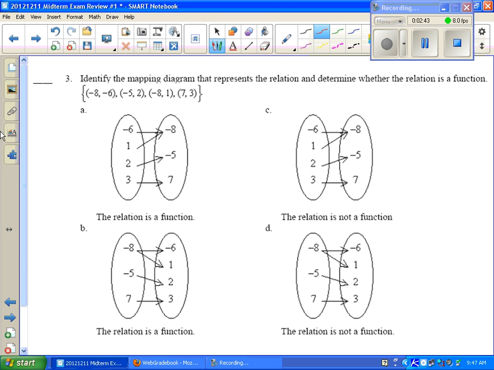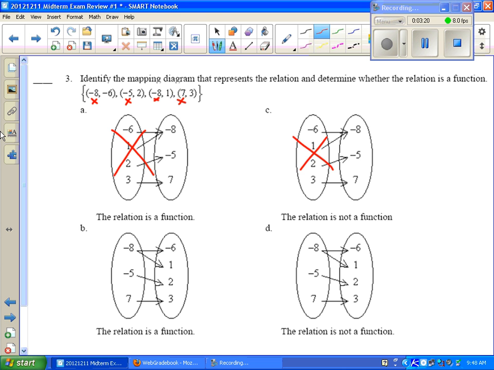Number 3 says identify the mapping diagram that represents the relation and determine whether the relation is a function. Again, check your x values versus your y values. Each of these are your x values as you're looking at them. When you see negative 6, 1, 2, 3 in them, this is automatically incorrect because that's not an x value. So you eliminate A and C right away. Notice that the pictures are exactly the same for B and D. What could be the functions are mapped out exactly the same. We have to determine if they are a function or not.